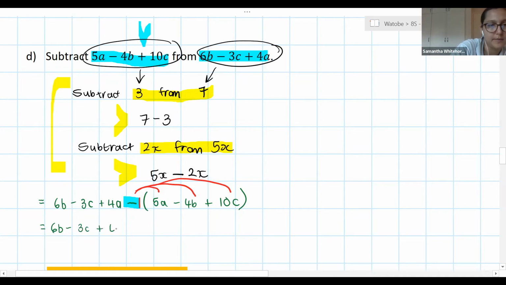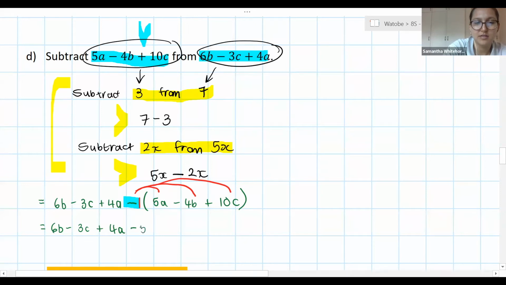So this part. Yes, ma'am. Okay, cool. So then we will multiply the negative by 5. Since 5 is a positive, we will get a negative because a negative times a positive is a negative. Excellent. So we end up with?